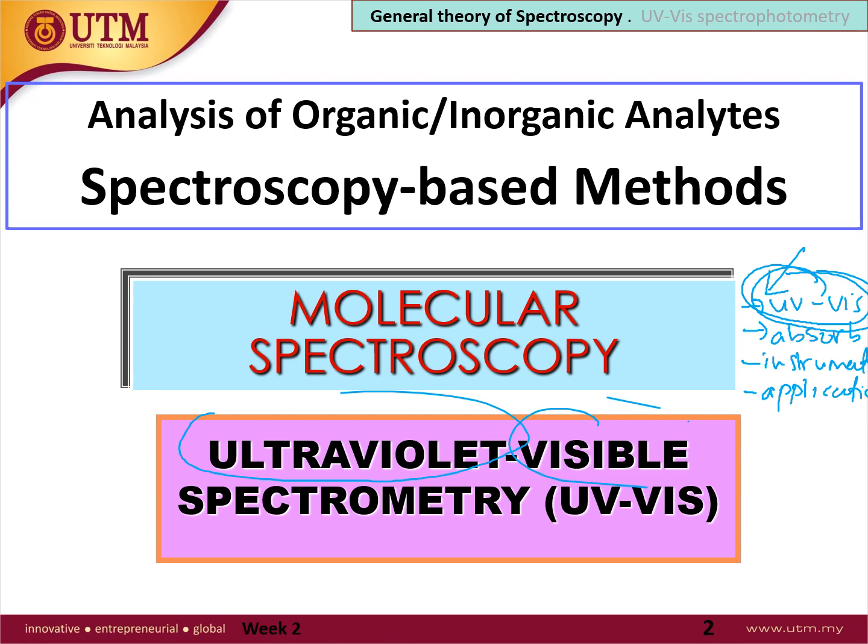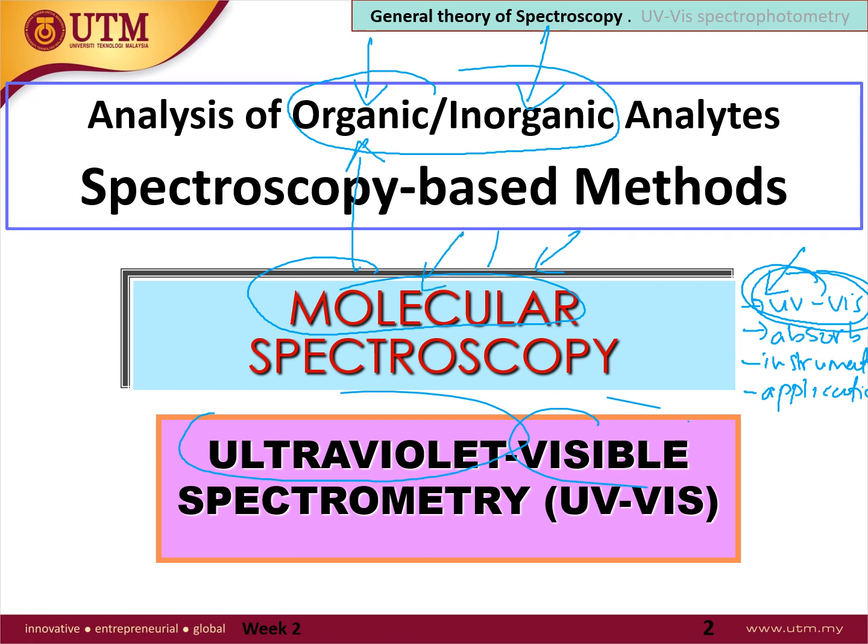The analysis of organic or inorganic analyte. This is an instrument that has the capability to analyze both organic and inorganic analytes because it is a molecular spectroscopy. It means that it is a spectroscopy that analyzes chemical compounds. It doesn't analyze atoms or ions. Therefore, we call it molecular spectroscopy. That justifies why it can do both organic and inorganic analysis.